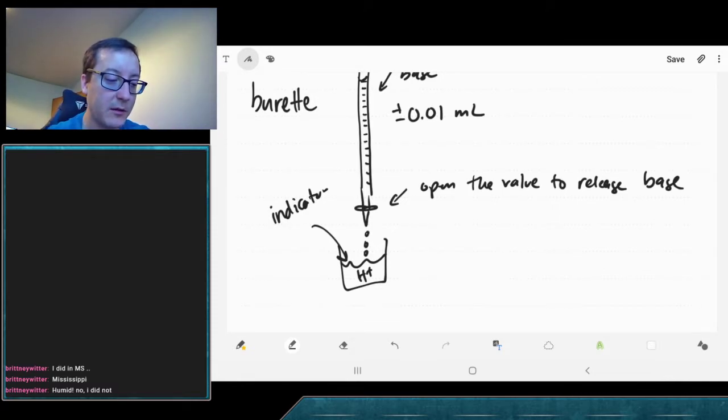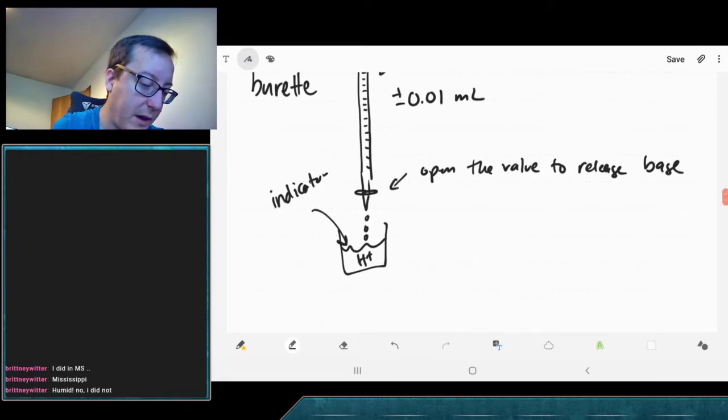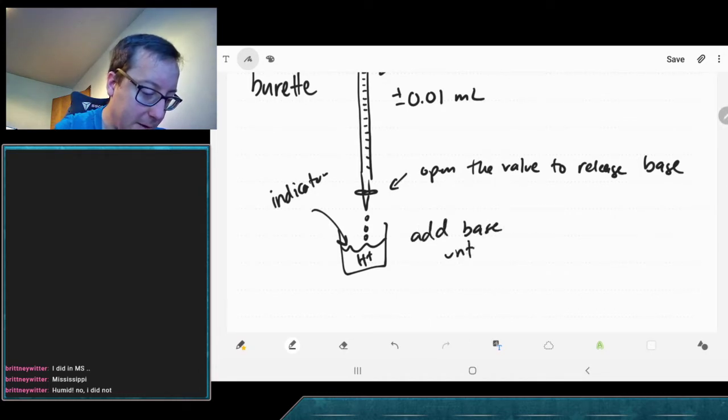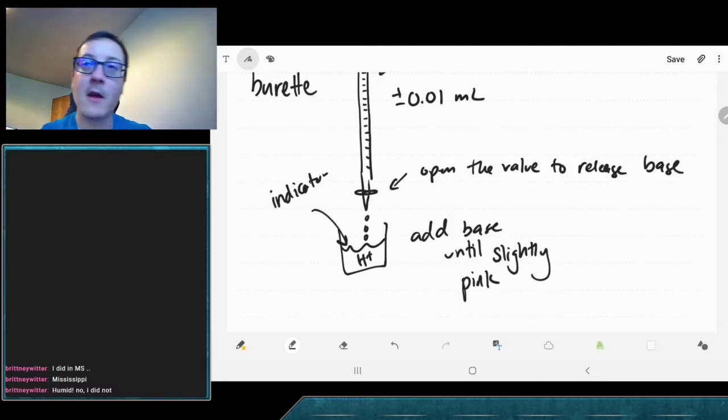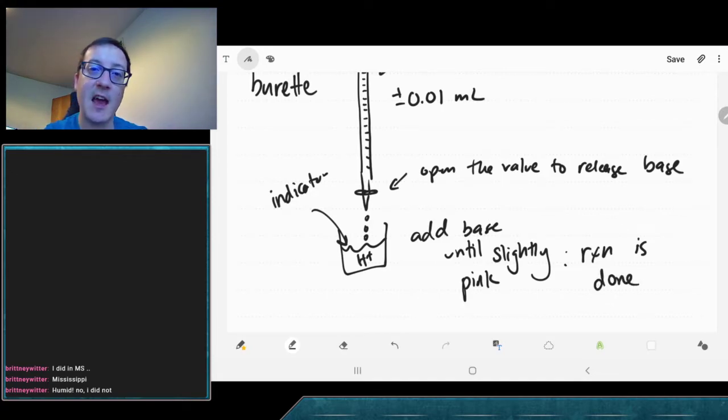Suffice it to say, this is an experiment we normally do. Of course, we don't have experiments, though there are videos that you watched about titrations. So the point is, you keep adding base until it's slightly pink. And then that means your reaction is done. And then you would read your buret to see how much volume of your solution you used, and you would use that in some sort of calculation. So that's all we need to know about titration.